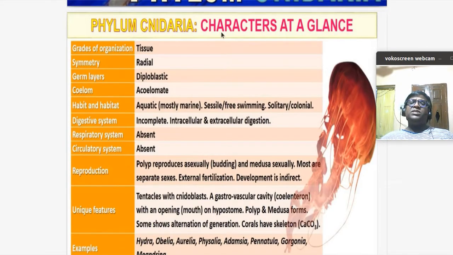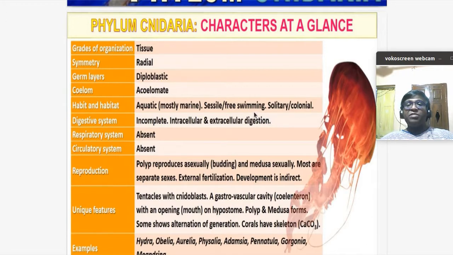What are the salient features of phylum Cnidaria? They exhibit, for the first time, the tissue grade of organization. In Porifera it was cellular grade. They have radial symmetry. They are diploblastic. They have an outer ectoderm and an inner endoderm. In between they have the mesoglea, which is made of a jelly-like substance. Then habit and habitat: they are mostly marine and they are sessile. Some of them are sessile, a few are free swimming, some are solitary, and some are found in colonies.